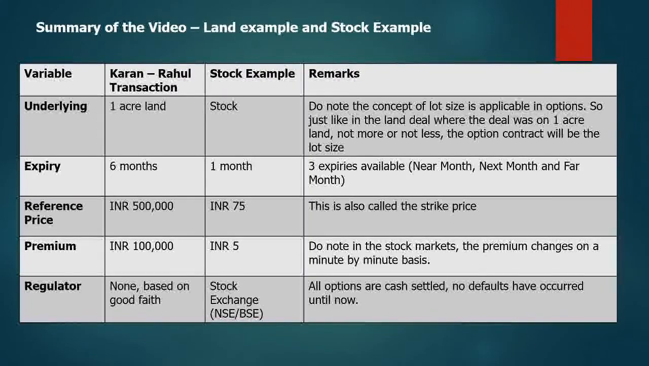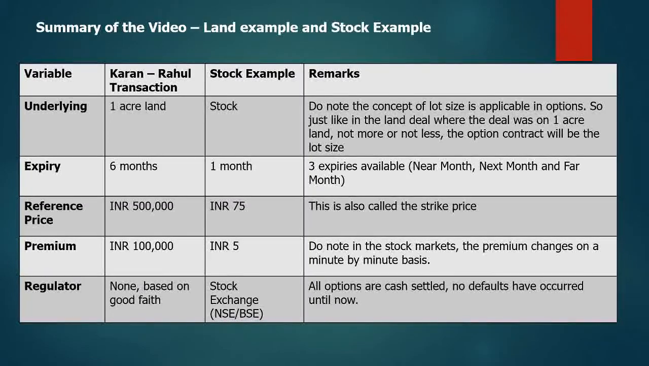Variable: in Karan and Rahul's transaction, the underlying asset was 1 acre of land, whereas in the stock example, the underlying asset was stock. Do note the concept of lot size is applicable in options. Just like the land deal where the deal was on 1 acre of land, not more or less, options contracts will be in lot size. For example, Nifty option contracts trade in a lot of 75, etc.